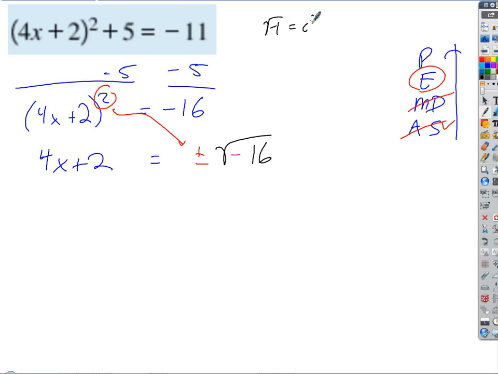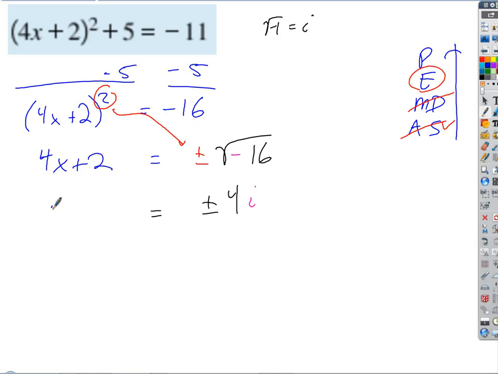So then this is going to become plus or minus i times the square root of 16. What's the square root of 16? 4. Okay, so everybody's okay with that? Okay. Now what do we do?